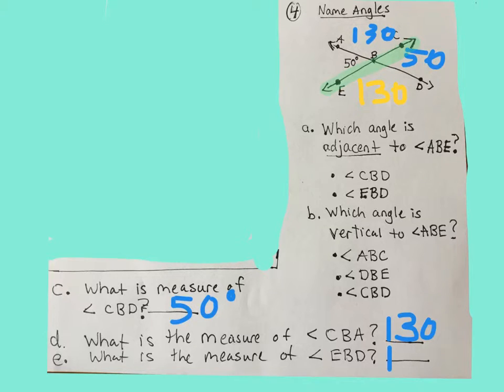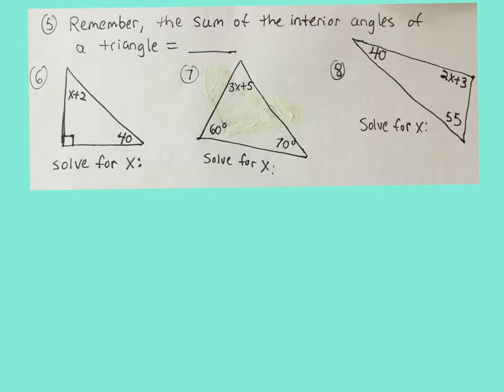And that's it. Oh, one thing I did want to point out is this angle, angle CBA, I could have called this angle ABC also. So CBA is the same as angle ABC. It doesn't matter which side you start from when you're naming it. All right, now we're going to focus on triangles. So this is on the back side of the page. Question 5.